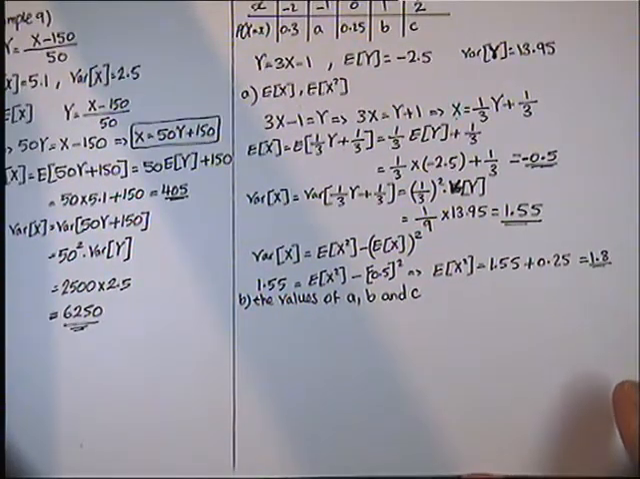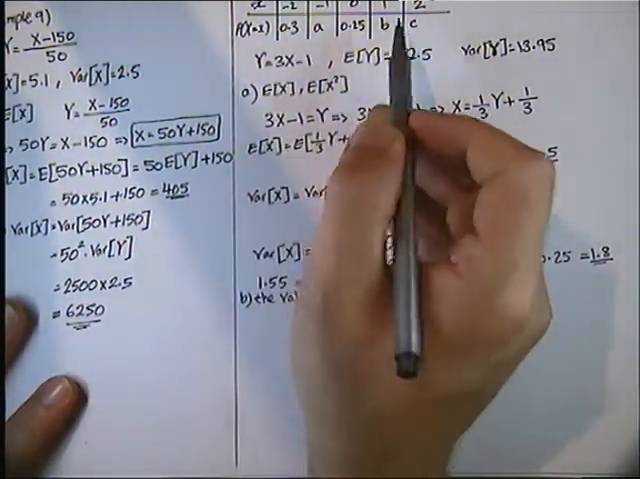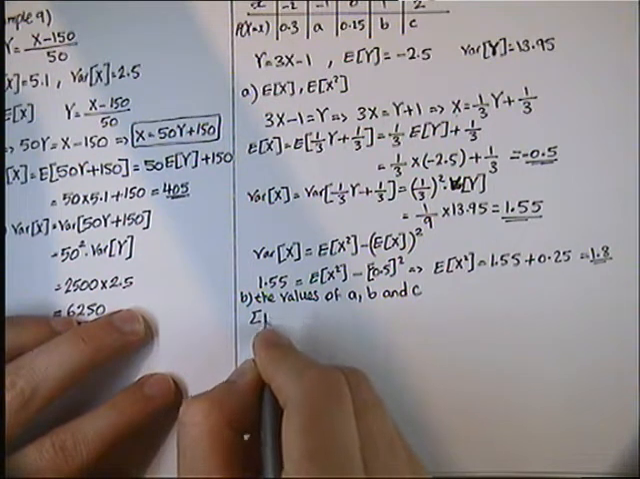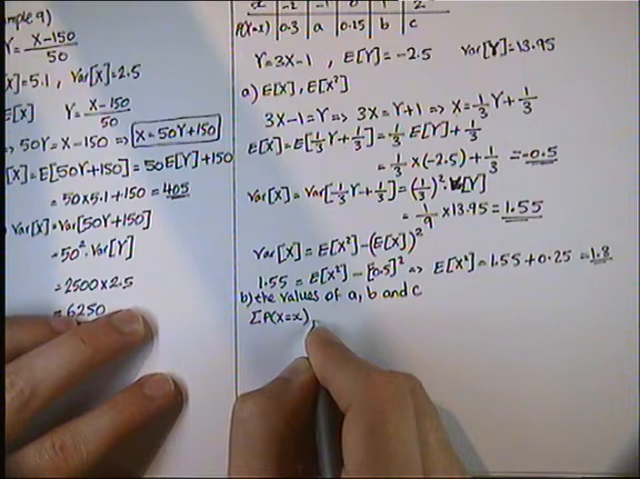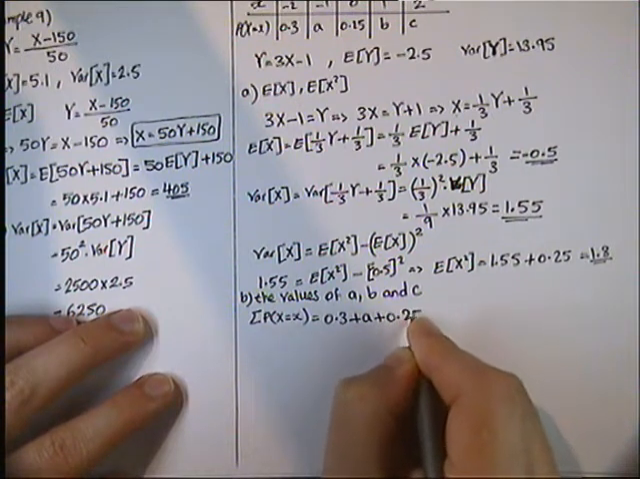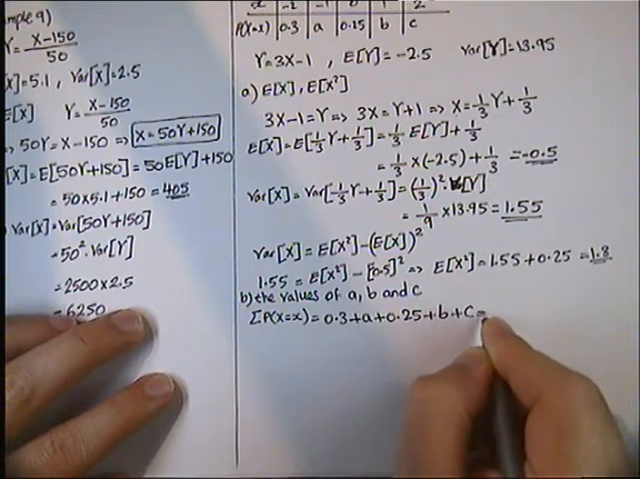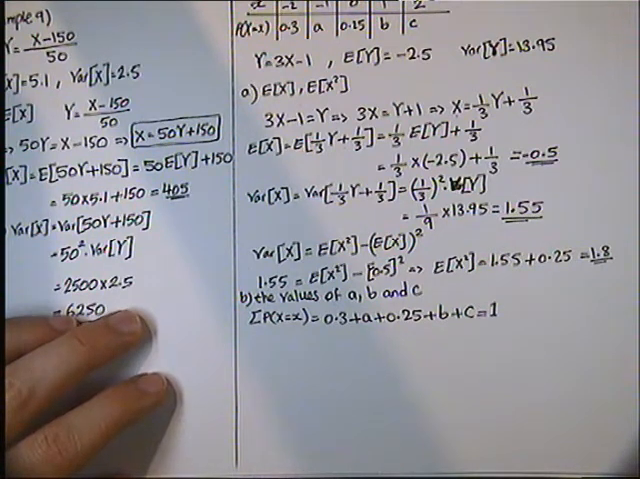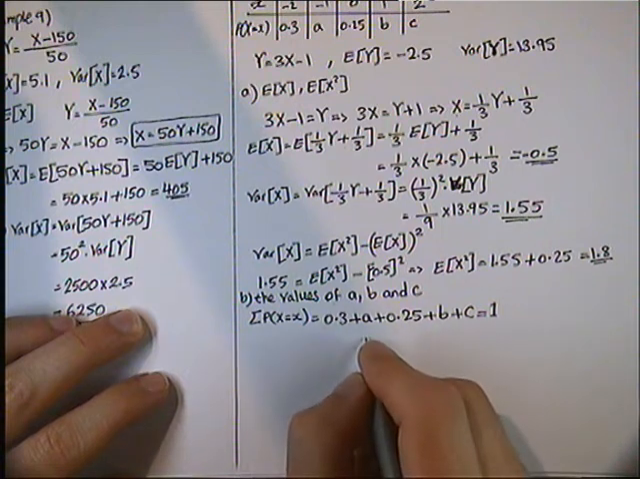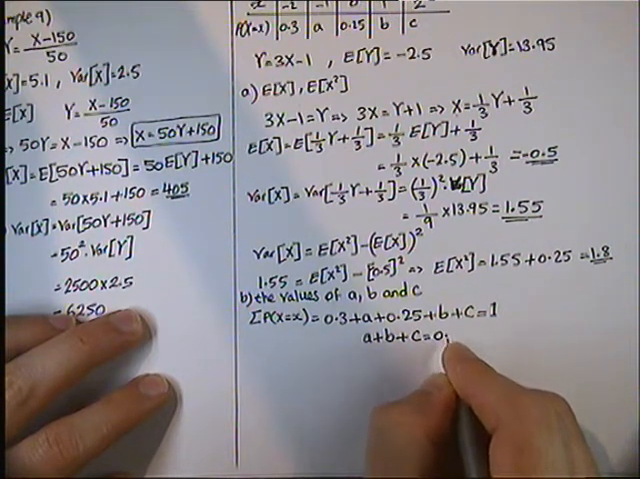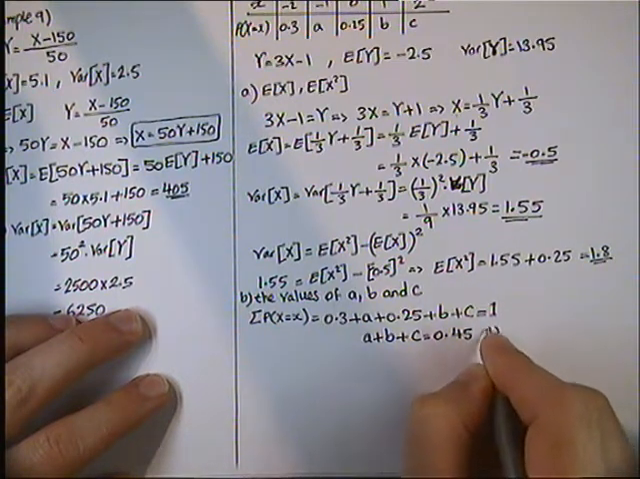The first equation which we can write is that the sum of probabilities must add up to 100%, or 1. Sum of probability of x equals x is equal to 0.3 add a add 0.25 add b add c is equal to 1. So therefore a plus b plus c is 0.45. I call this one equation 1.